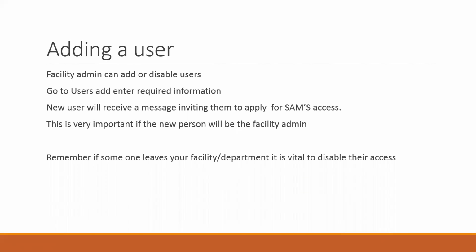So there's a question here on what if you want 2 people? I encourage every facility to have a backup plan for somebody else with access to the system. And you can go in and you can add as many people as users as you want in your facility. So I usually encourage, I think 2 is pretty standard. There's usually an IP, maybe a quality person, or even an administrative person that may help with data entry. It's always good to have that person in the system. So you just go in and add them, and then they will get an invitation to apply for SAMS access.